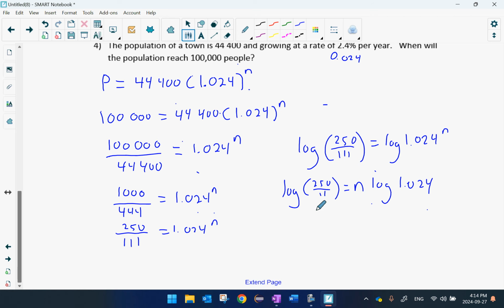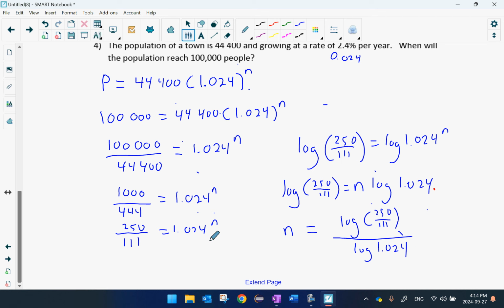Okay, now we no longer have an exponential equation. Sorry, that's 111. We can divide both sides by the log of 1.024, and that will just give us n. It'll give us that n is the log of 250 divided by 111 all over the log of 1.024.